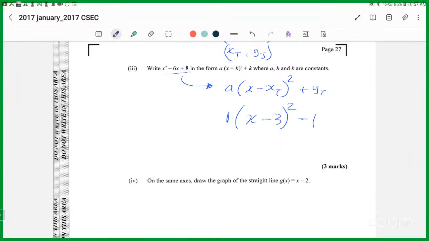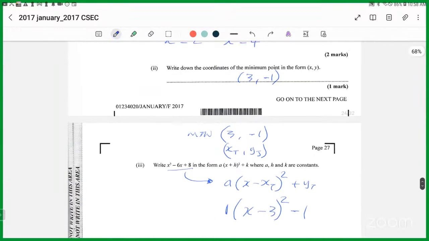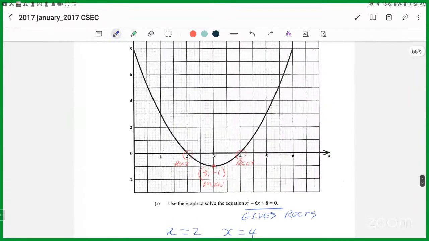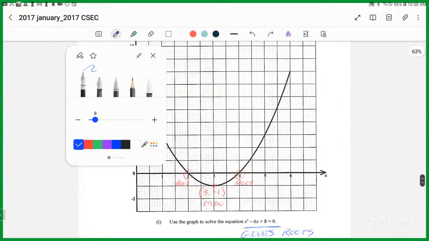Next one says, on the same axis, draw the graph of this line. It's just like the graph of y equals x minus 2. I'll call it g of x, doesn't matter. It's a line that crosses the y-axis at -2 and has a gradient of 1, because the coefficient of x there is 1. All right, so that's all I need. So we're going to draw that line. Let's draw it in purple.